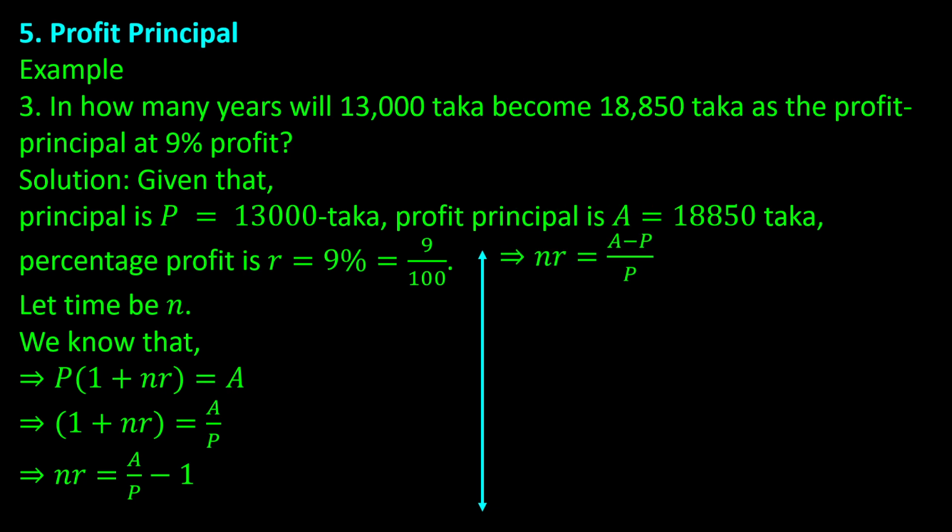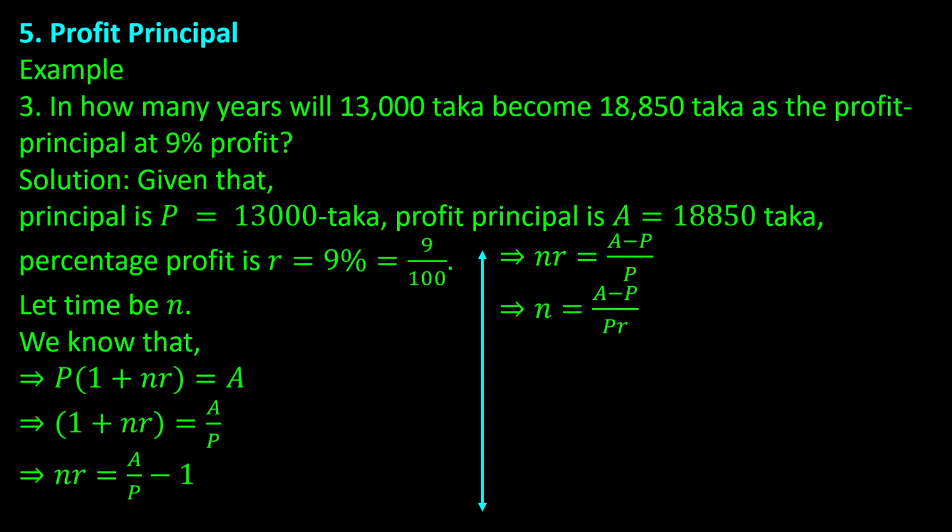Again we know that P times of 1 plus NR equals A, and from here we can write 1 plus NR equals A by P. That means NR equals A by P minus 1. That means NR equals A minus P divided by P. That means taking P as a LCM, then adding A by P with minus 1, we get A minus P divided by P.